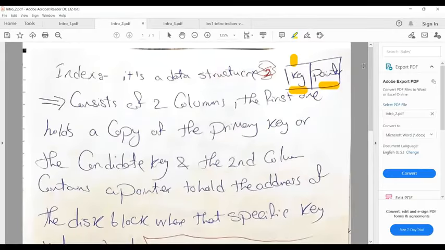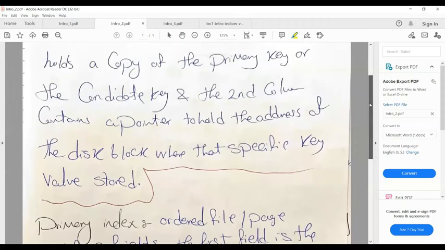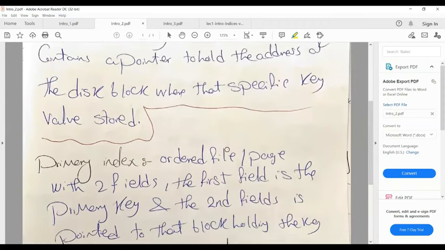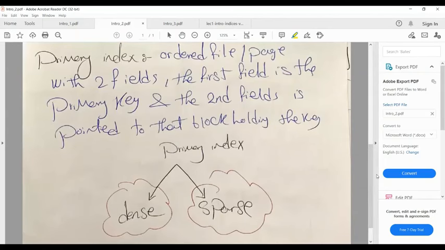Okay, now there are many types of the index. The first famous one is the primary index. From its name, primary index, it uses the primary key or the search key. So it is an ordered file or page, and this page consists of 2 fields. The first field, as we knew, is the primary key, and the second field is the pointer, which holds the address of the block holding this primary key. Also, the primary index is divided into 2 types. The first one is the dense one, and the second one is the sparse one.